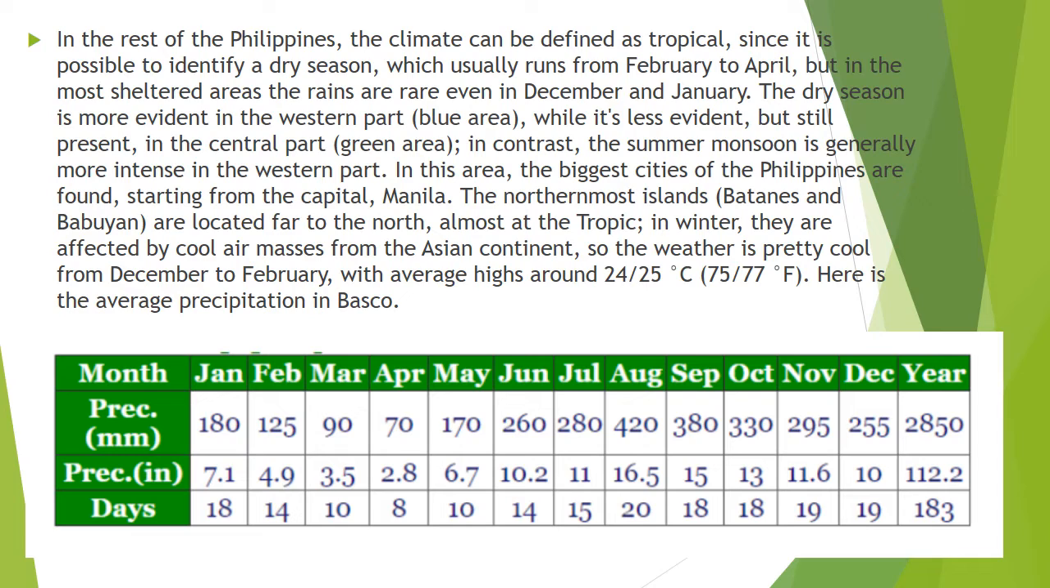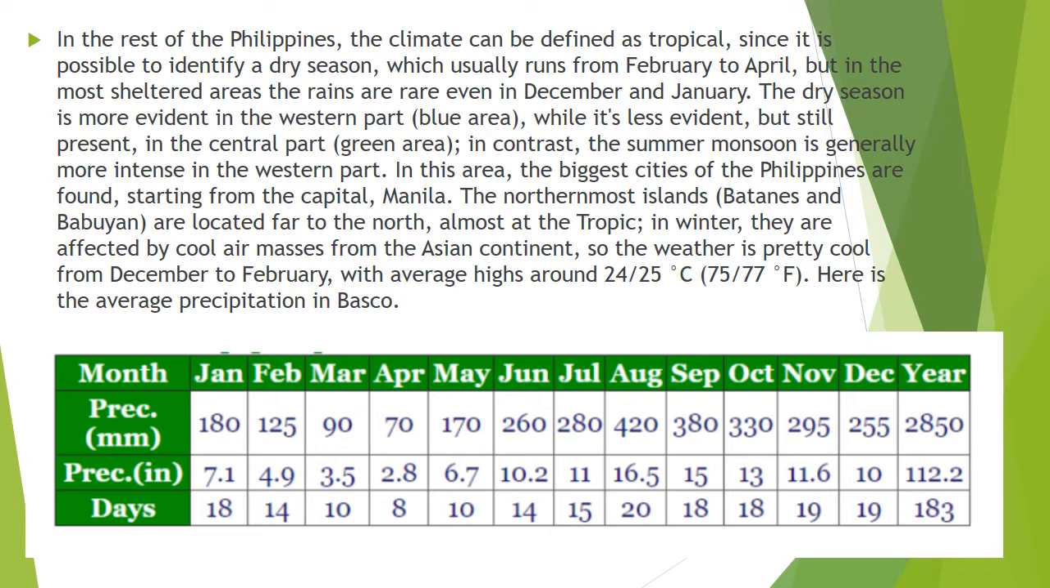So in the rest of the Philippines, the climate can be defined as tropical since it is possible to identify a dry season. So, di ba, sa tuwa dire sa Philippines, we have this four season months. So, ang climate na to can be defined as tropical. So, which usually runs from February to April, but in the most sheltered areas, the rains are rare, even in December and January. So, the dry season is more evident in the western part or the blue area, while it's less evident but still present in the central part or the green area.